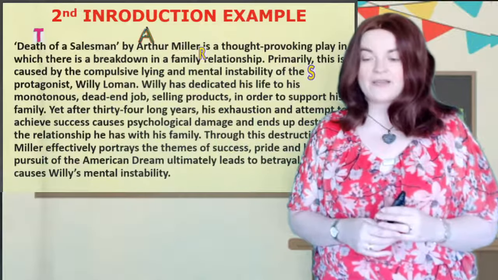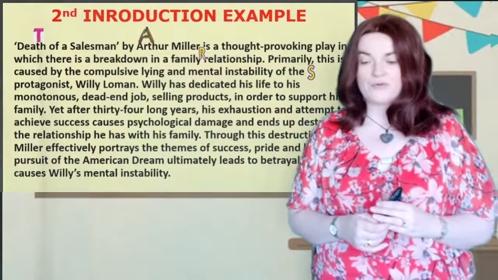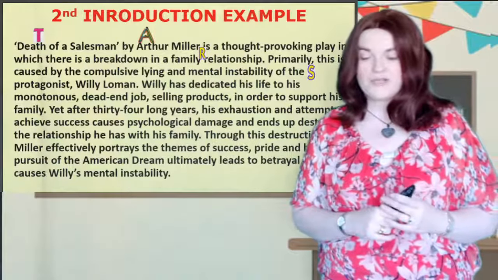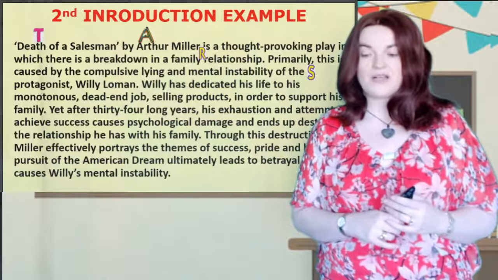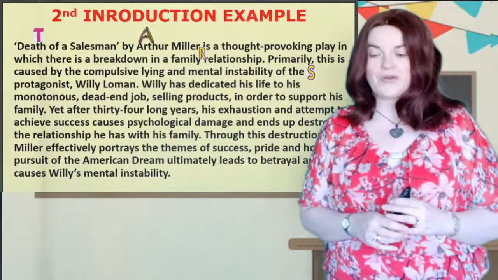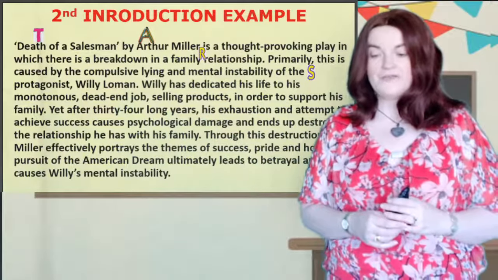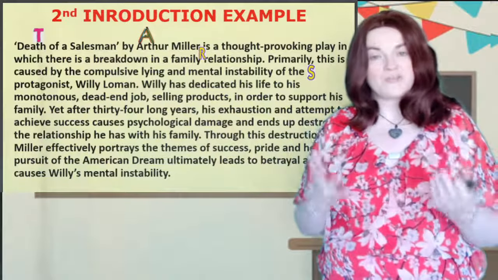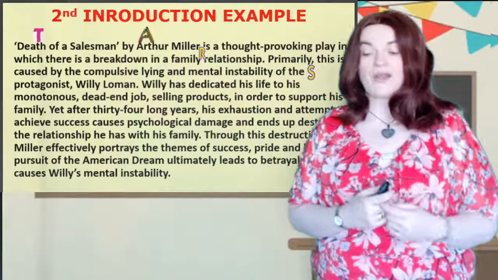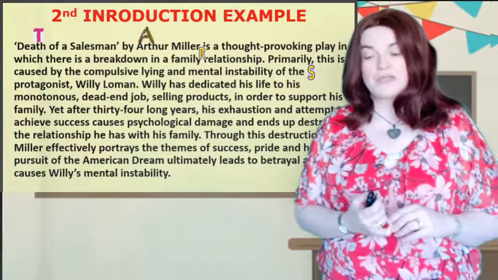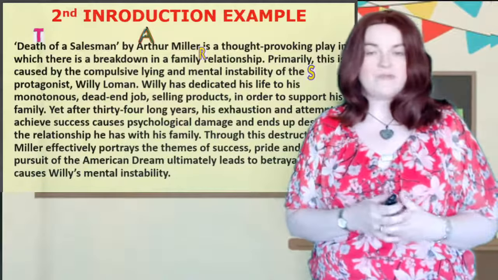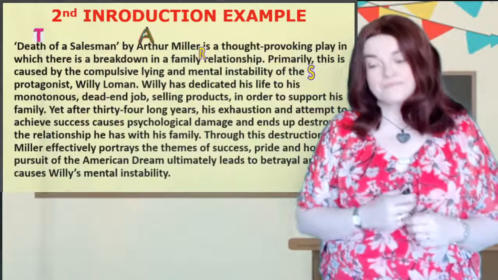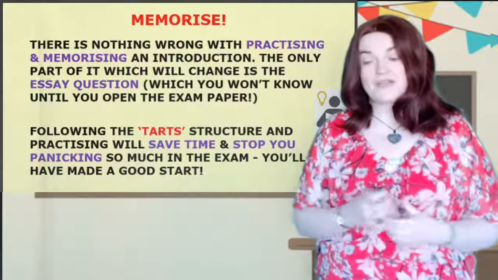Willie has dedicated his life to his monotonous dead-end job, selling products in order to support his family. Yet after 34 long years, his exhaustion and attempt to achieve success causes psychological damage and ends up destroying the relationship he has with his family. Through this destruction, Miller effectively portrays the theme of success. So here's my T, themes. Success, pride, and how pursuit of the American dream ultimately leads to betrayal and causes Willie's mental instability. That's the kind of example. I've taken these from previous students' work. So that's another example.